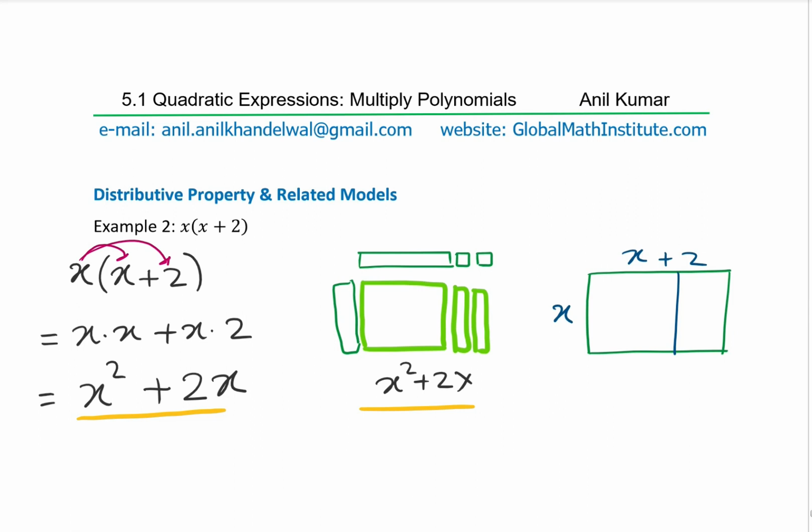Area of the first rectangle is x squared, and the other one is 2x. And therefore, the result is x squared plus 2x. Exactly the same result as we got earlier. Perfect. So both the models will give you the same result, as we have seen. Now let's take up more examples.